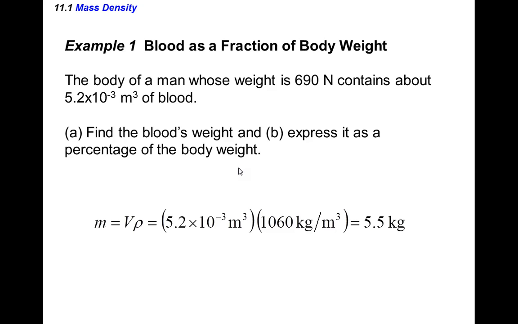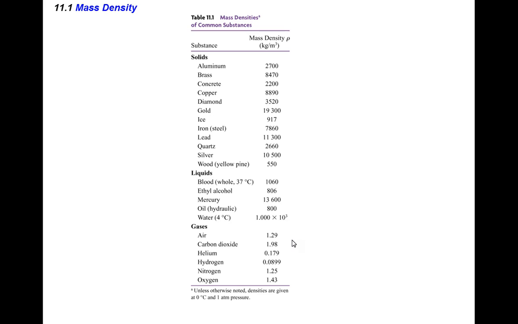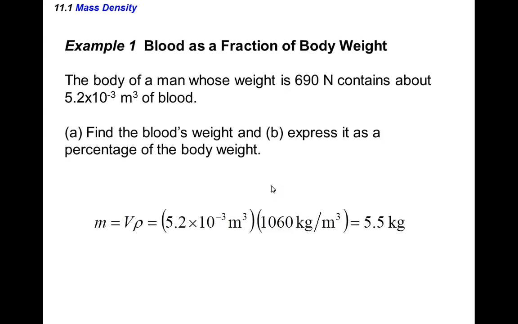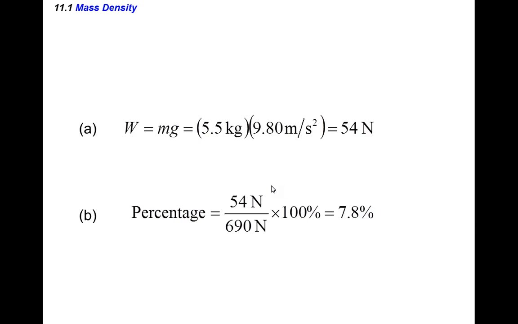So the mass of the blood is going to be mass equals volume times density. So the density, you aren't expected to memorize the density of everything. I will give you a table like this on a quiz or exam, but you'll look and you'll say, oh hey, there's the density of whole blood at 37 degrees body temperature, 1060 kilograms per cubic meter. So 5.2 times 10 to the negative third meters cubed times 1060 kilograms per cubic meter gives us a mass of the blood of 5.5 kilograms.